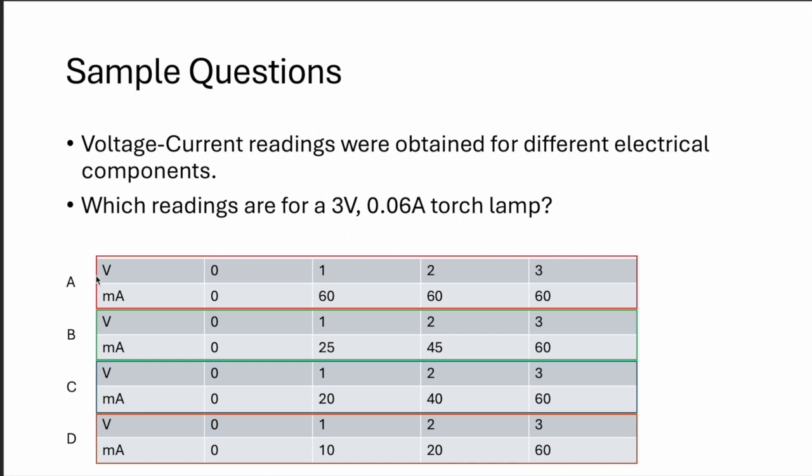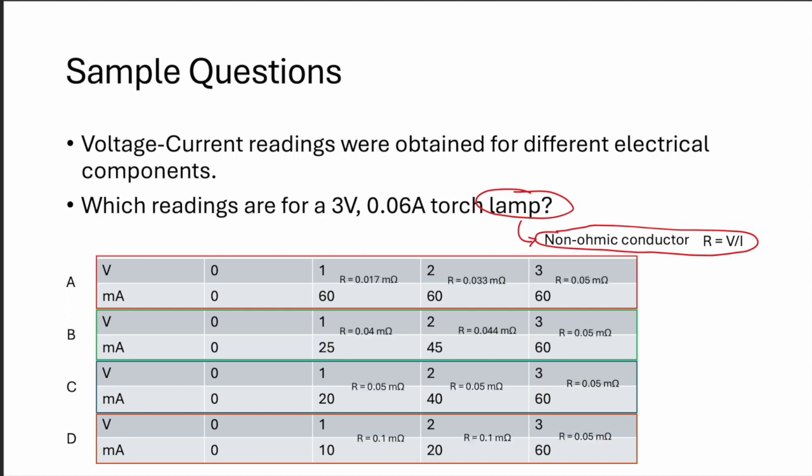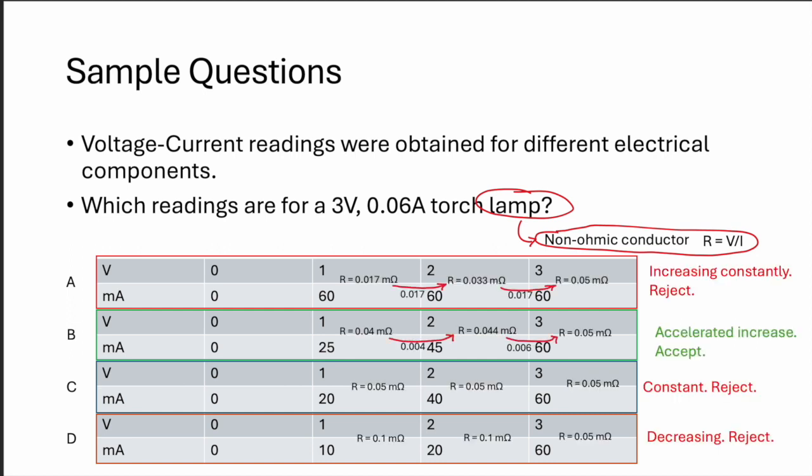Voltage and current readings are obtained for different electrical components. Which readings are for a 3 volt 0.06 ampere torch lamp? This one is the tricky one. You need to find the one that has the largest resistance. Torch lamp is a non-ohmic conductor, therefore resistance increases. So this will be the answer.